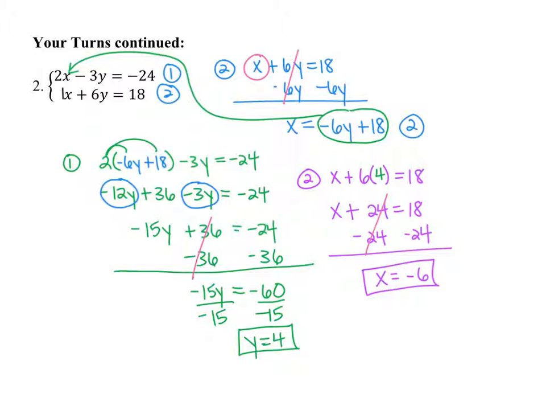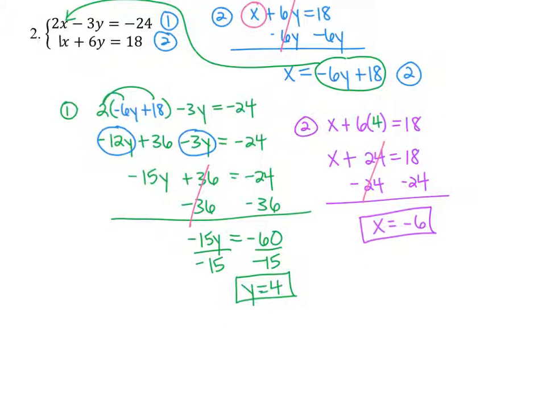Now we need to check our answer. So since we used equation number 2 to solve for the second variable, we need to check our answer in equation 1 because I already know it works for equation number 2. So equation number 1: 2, instead of x, we're going to write negative 6 because we know that's what x is equal to. Minus 3 times y, but instead of y, we're going to put 4 because we know that's what y is equal to. Equals with a question mark, negative 24 because we're checking our answer.